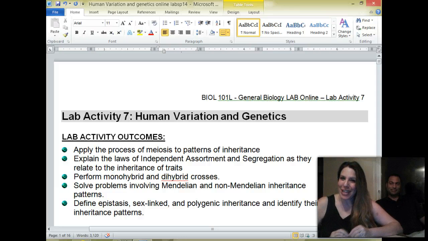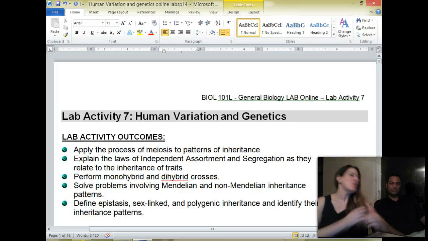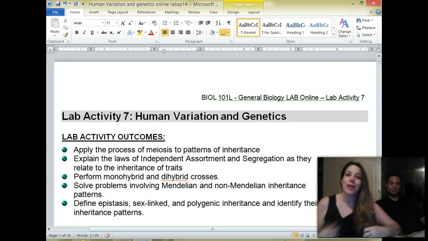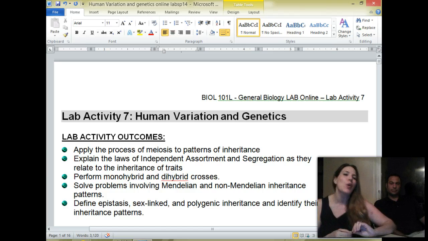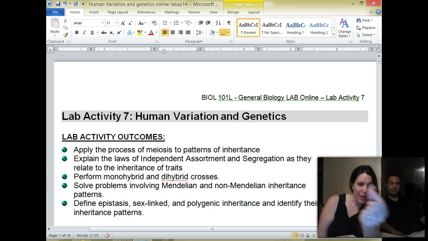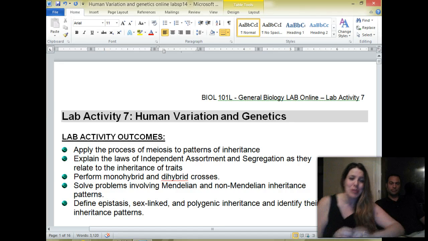Welcome to your human variation and genetics lab. And notice that I don't have any PPE on here, and you don't have to either, because this is a dry lab. In fact, the only material you're going to need for this lab is a penny and maybe some colored pencils, and that's it.